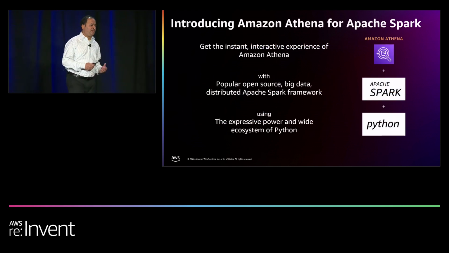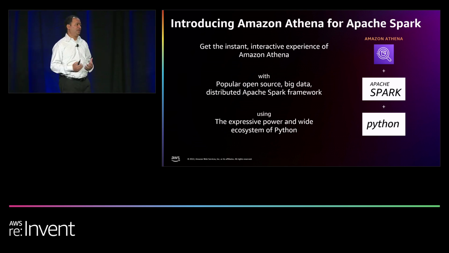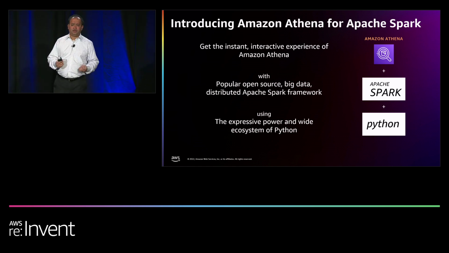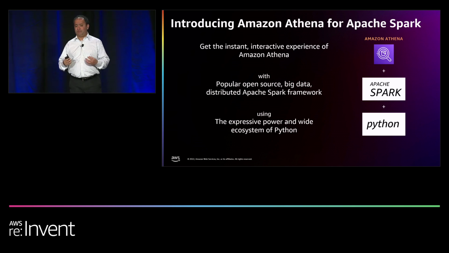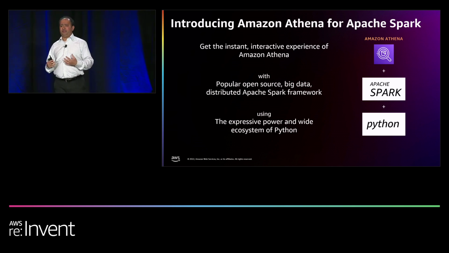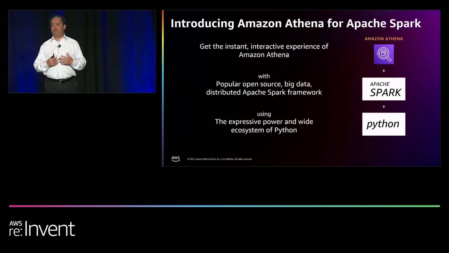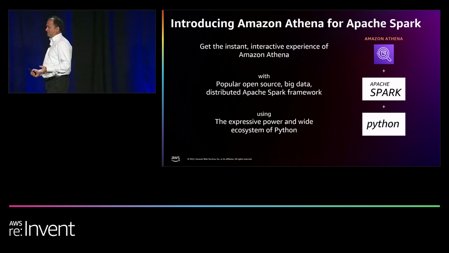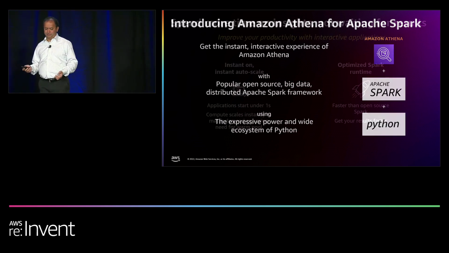So, we are taking the best of all of these three and putting it together, and that is why we are introducing this feature. So, we are expanding Amazon Athena to support Apache Spark. So, you get the serverless fully managed experience of Amazon Athena. You get the big data framework of Apache Spark that allows you to run efficiently at cloud scale, and you get the expressivity and the wide ecosystem of Python.